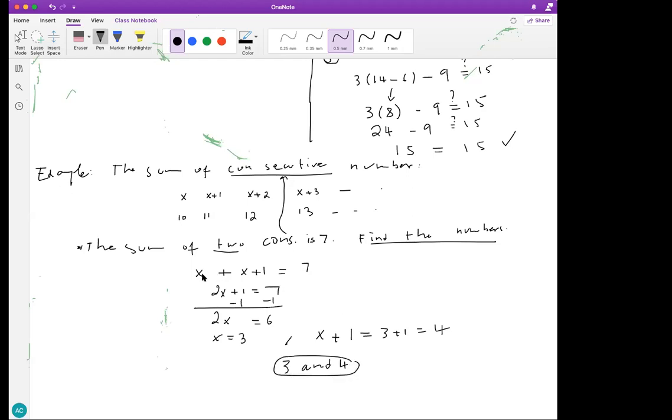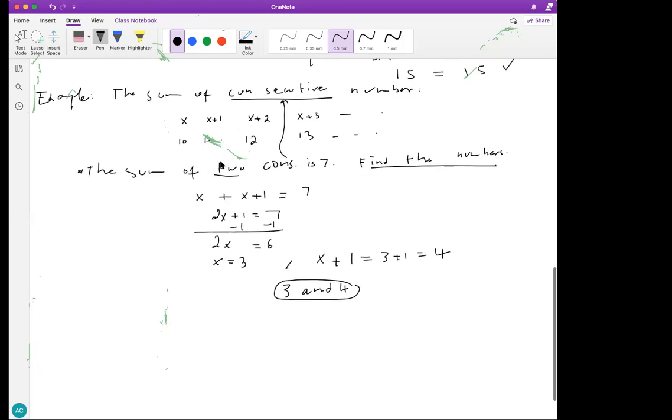So for the sum of two consecutive numbers, let the first one be x. If the first one is x, then the following one must be x plus 1. The next number in line will be x plus 2, the next one x plus 3, and so on. That's basically how you find consecutive numbers knowing the sum only, not knowing the numbers. We didn't know them here, but we used equations to find them. So for 2 numbers, it's not that bad.